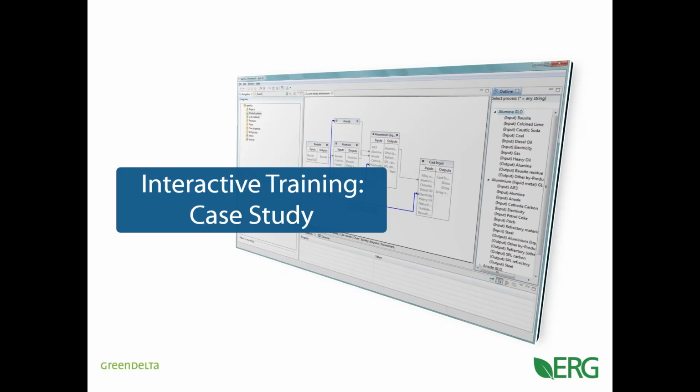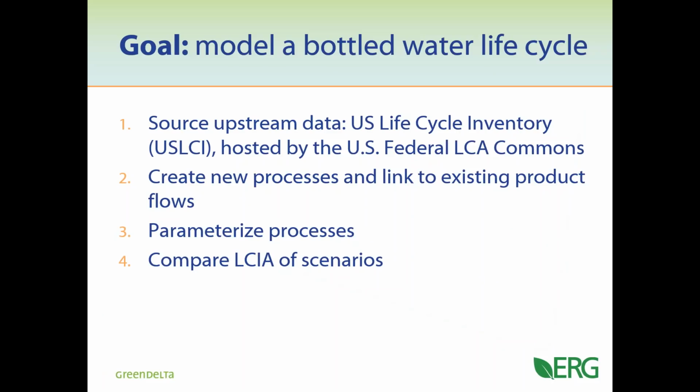So now I'll introduce you to the interactive case study that we'll be building and generating results for today. So our goal will be to build an example lifecycle model for a bottle of spring water in the US. All the data that we'll be using, the specific values, will be mock data and are not for an actual system. We will source our upstream data from a publicly available database. We will demonstrate developing new processes and linking to existing processes. We will also show you how to parameterize flows, and we will generate impact assessment results. We will then compare different permutations of our bottled water analysis.